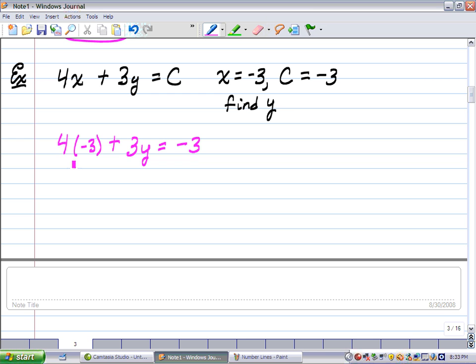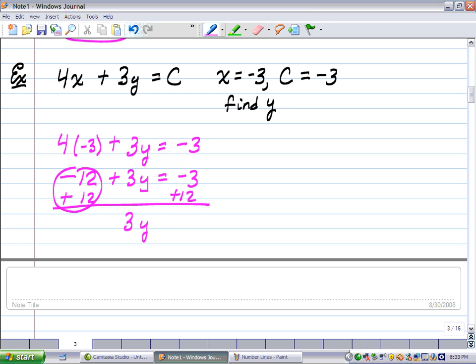Okay, let's see, 4 times negative 3 is negative 12. So I'm simplifying the left side. And now I want to get the variable term alone. The variable term is 3y. So I'm going to add 12 to both sides. Of course, this is nothing. That leaves me 3y equals 9. I have one step left, and that's to get the y alone by dividing by its coefficient, the number 3. 3 divided by 3 is 1. So my answer is y equals 3.